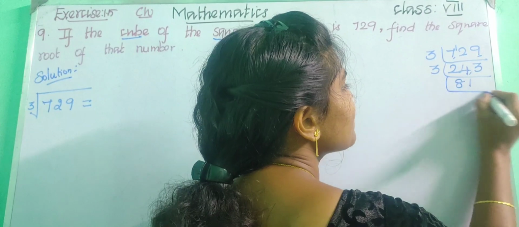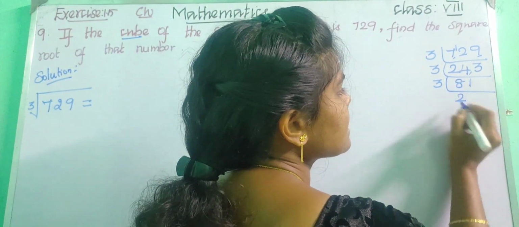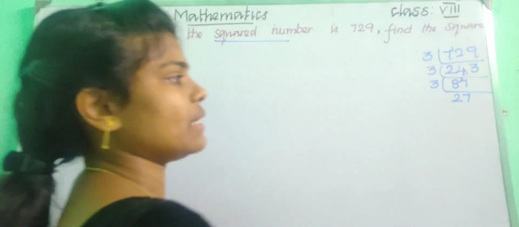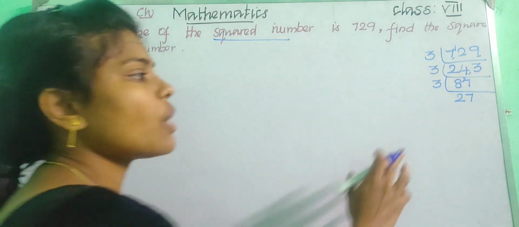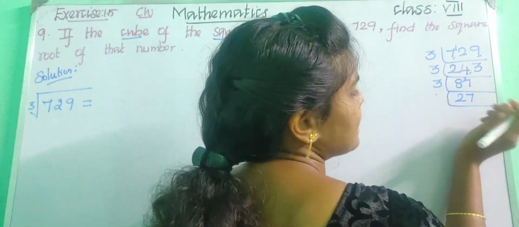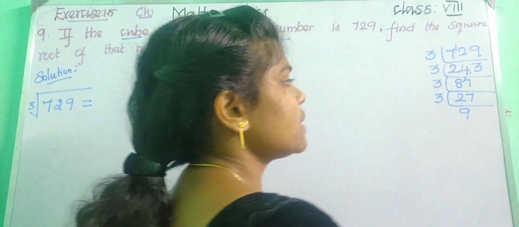Again continue with the prime number 3. So, 2 3s are 6, remaining 2. Now we got 21. 7 3s are 21. Okay, children, so now we got 27. 27 is also a multiple of 3, we know that, right? So let us put the prime number 3. So, 9 3s are 27.